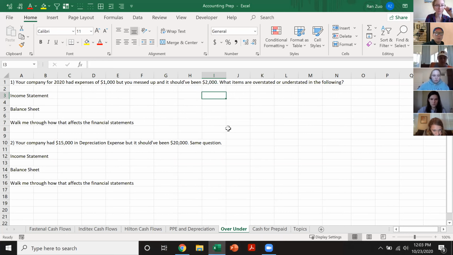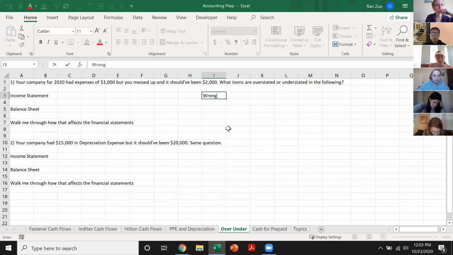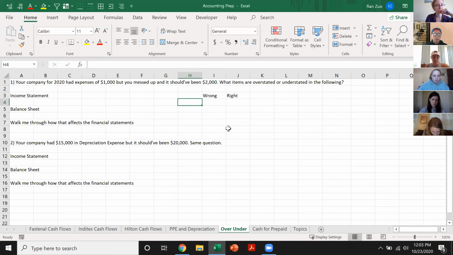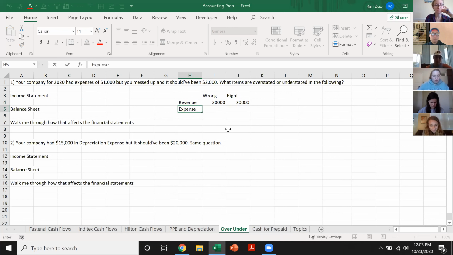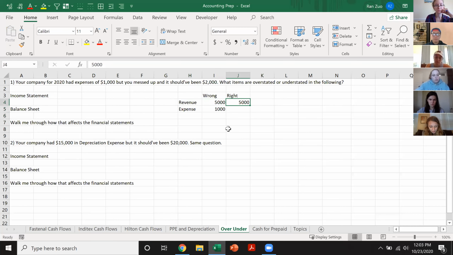Yes, so let me do an example. This is wrong and this is right. In the wrong section, revenue, let's just say it's $20,000. Nothing changed about revenue in this example; nothing in the fact pattern indicates that revenue changed. What was wrong is your expenses. What was it before? It was $1,000. Actually, let's just make this 5,000 instead. And what should it have been? 2,000, right?